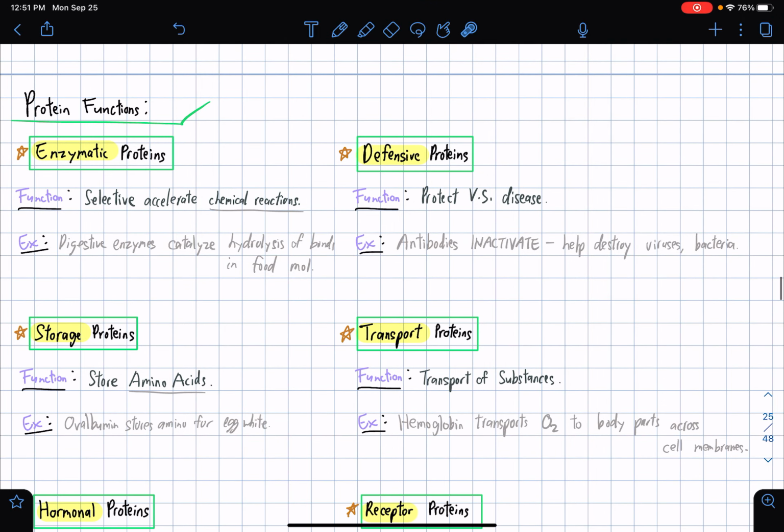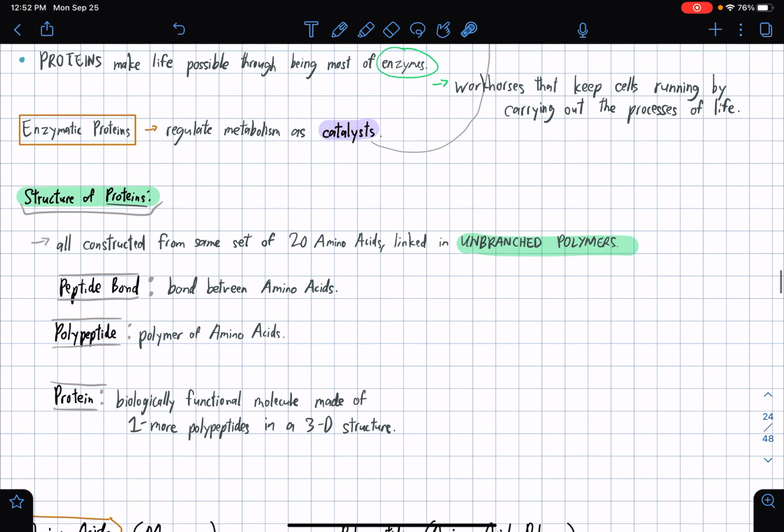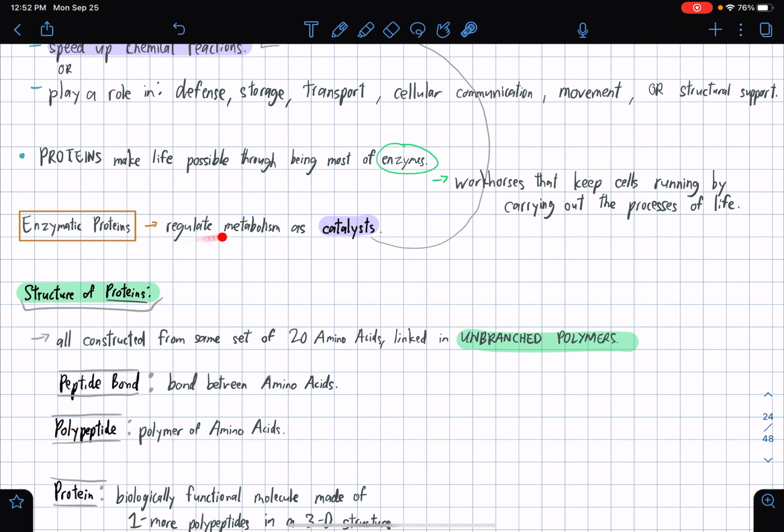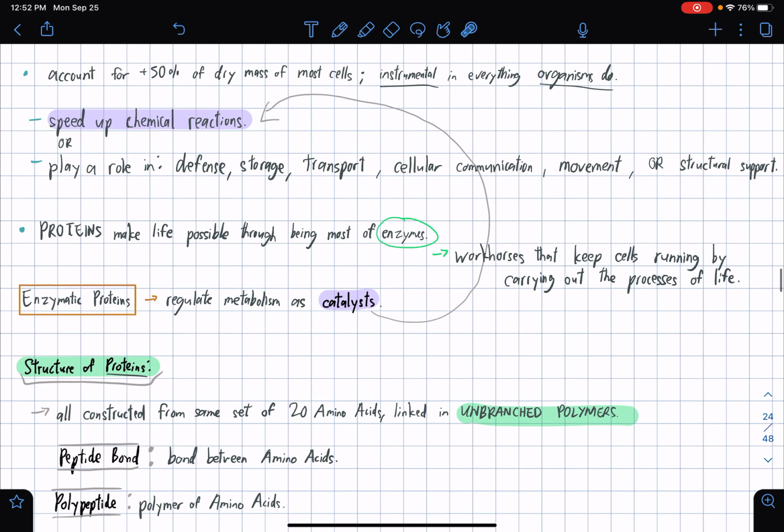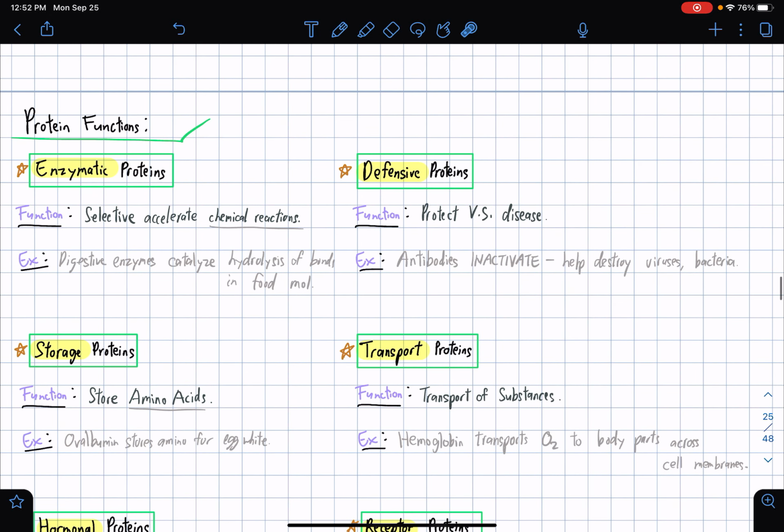Let's go first with the protein functions. First, we have enzymatic proteins. It was mentioned earlier. They basically regulate metabolism as catalysts that speed up chemical reactions. They selectively accelerate chemical reactions, some of them. For example, digestive enzymes catalyze hydrolysis of bonds in food molecules. So they are responsible for hydrolysis, which is the opposite of a dehydration reaction.